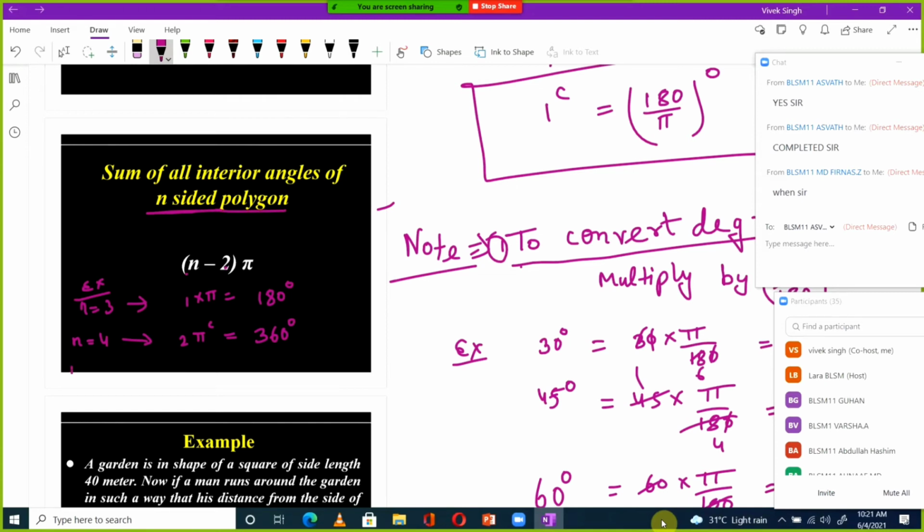If you want to find for a pentagon, it has 5 sides. It means n will be 5, so substitute n equal to 5. What will be your interior angle? 5 minus 2 will be 3 pi. If you want to convert 3 pi to degree, 3 into 180 will be 540. Clear? Please copy. This is for triangle and this is for quadrilateral.